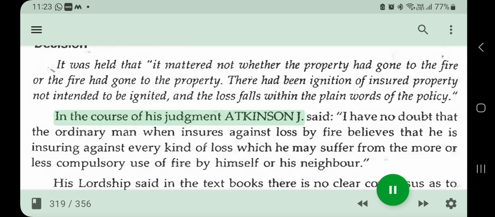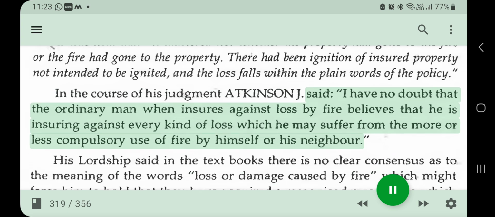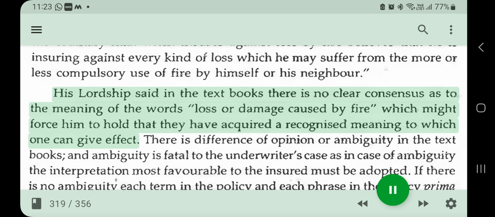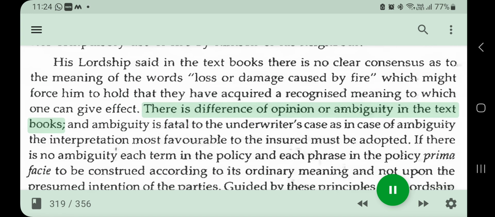In the course of his judgment, Atkinson J. said, "I have no doubt that the ordinary man, when he insures against loss by fire, believes that he is insuring against every kind of loss which he may suffer from the more or less compulsory use of fire by himself or his neighbor." His lordship said that in the textbooks there is no clear consensus as to the meaning of the words "loss or damage caused by fire", which might force him to hold that they have acquired a recognized meaning to which one can give effect.